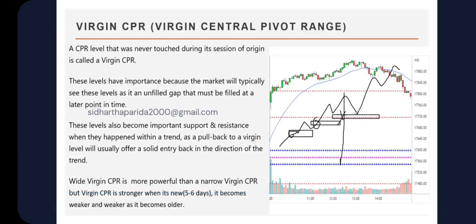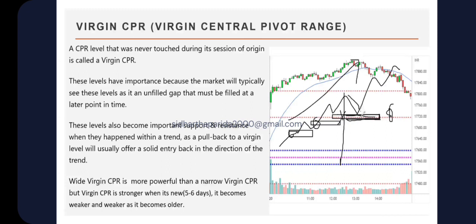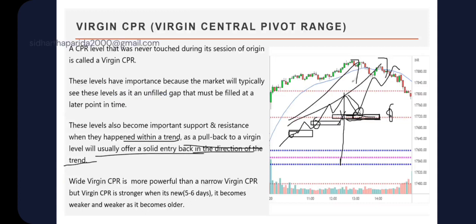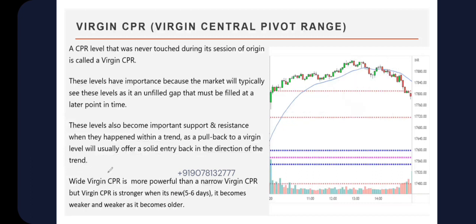Then what should you do? Then you should extend that virgin CPR to the next day. Drag it with your mouse and mark that level, because it is likely to act as a strong support because the trend is upside, right? If it makes a retracement, then it is likely to act as a strong support. That's what I said: when it happens within a trend, a pullback to virgin CPR usually offers a solid entry in the direction of the trend. What is the direction of trend? Upside, right?